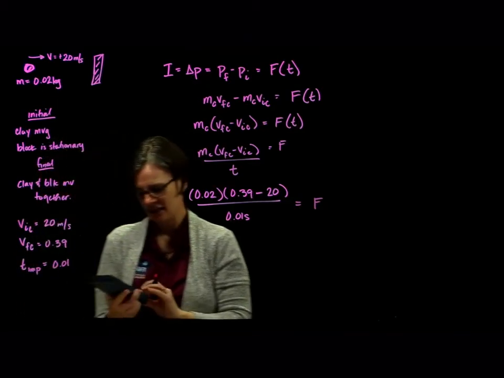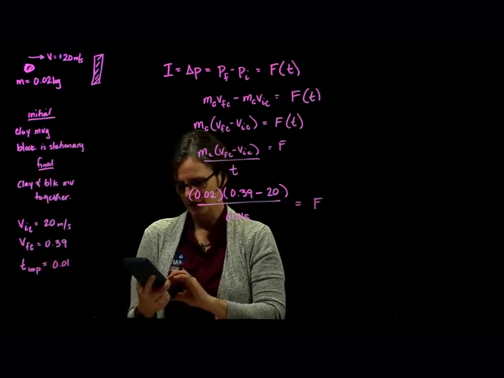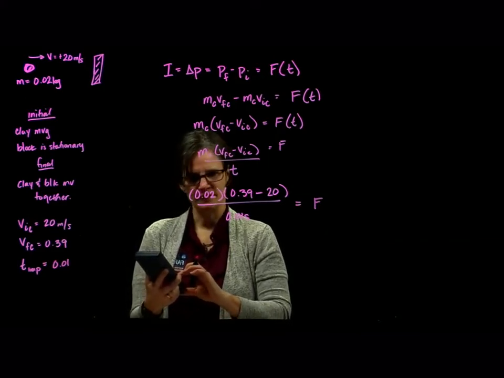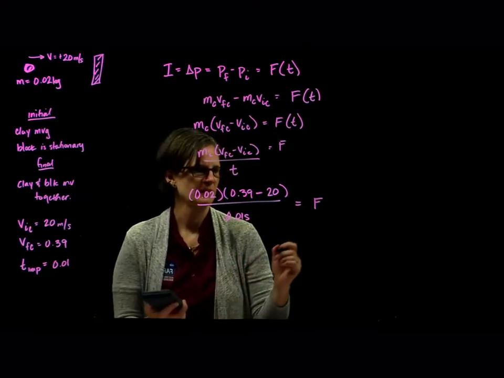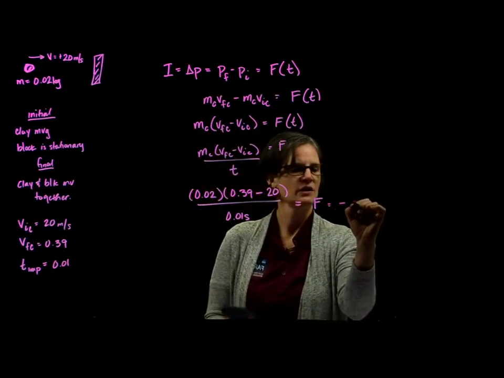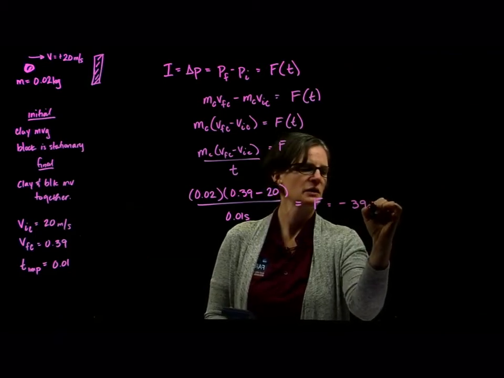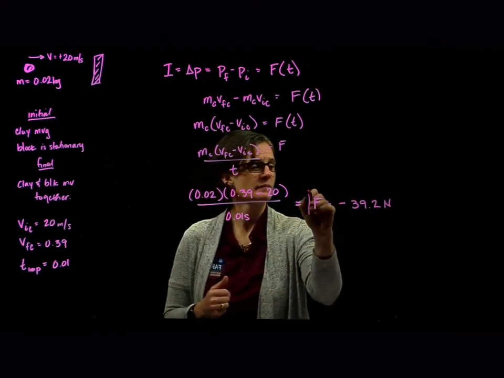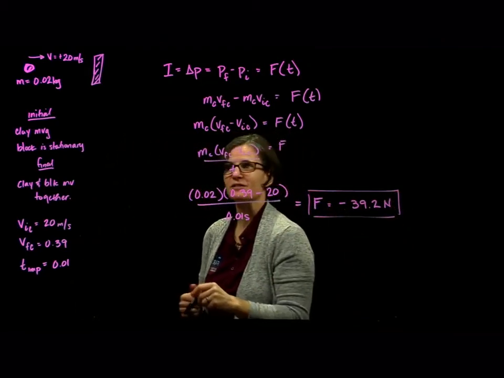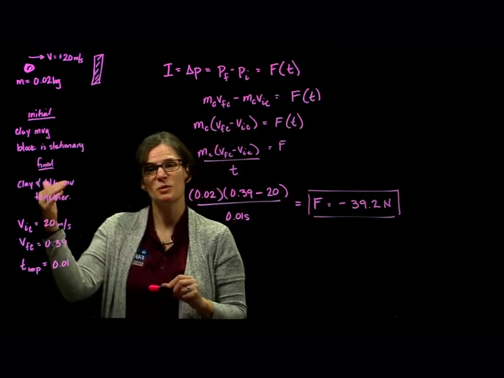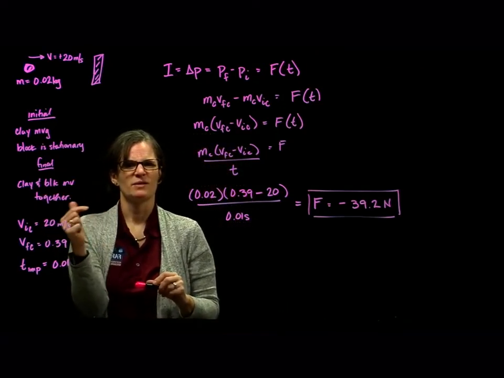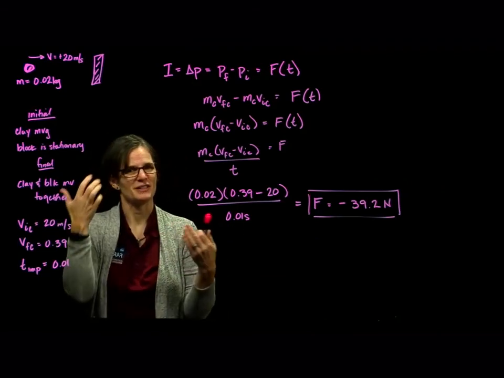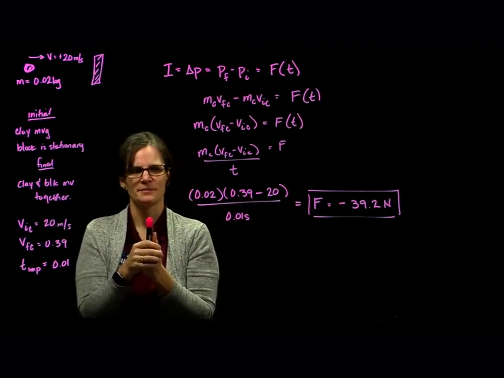So our force is equal to 0.02 times 0.39 minus 20, all divided by 0.01. Negative 39.2 newtons. All right. Is that appropriate? Should it be negative? Well, what's happening to the clay? It's moving, and then it slows down. Well, if it's moving to the right and slowing down, it has to experience an acceleration to the left, and that acceleration to the left is caused by a force to the left.